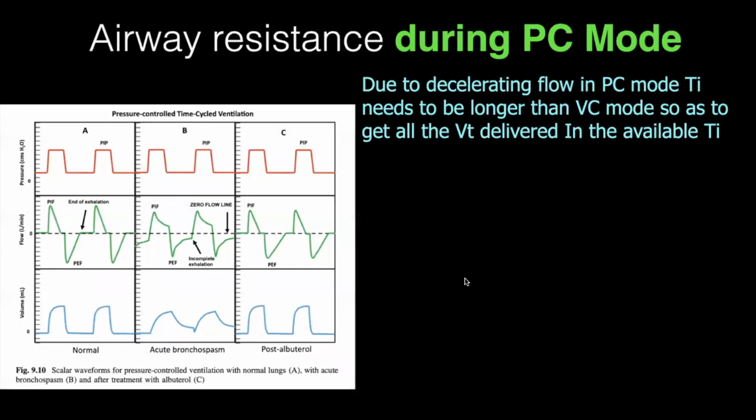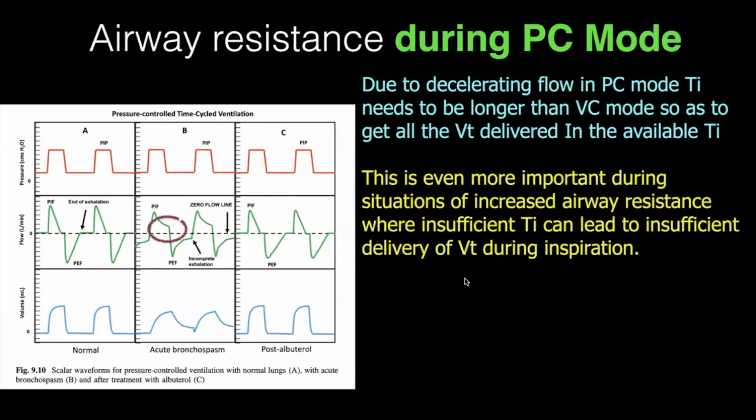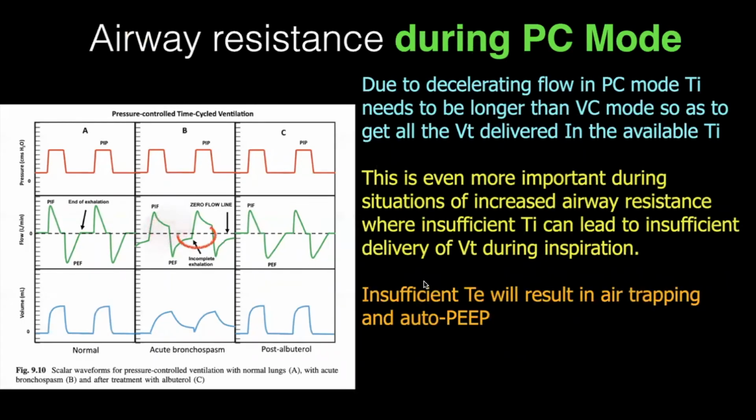So even during situations of bronchospasm, in PC mode, you should have a sufficiently long I time so that your inspiratory flow, that is tidal volume, is adequately delivered to the patient. At the same time, you should have sufficiently long expiratory time so that your expiratory flow also touches the baseline and there should not be any air trapping.